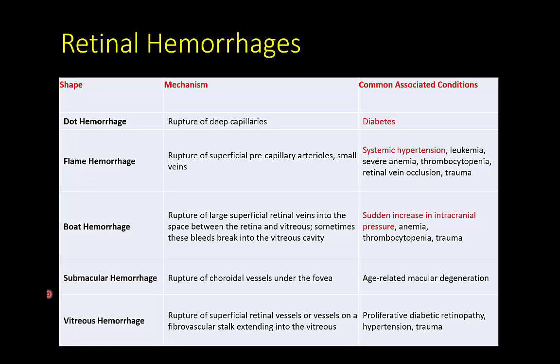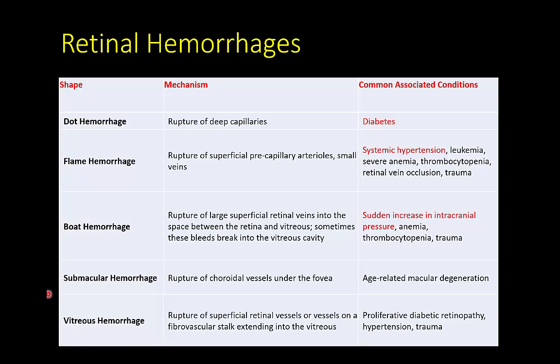Then there's the flame hemorrhage. This is rupture of superficial precapillary arterioles, or small veins. It can occur in many situations, but most classically in systemic hypertension. Then there are boat hemorrhages. These are ruptures of large superficial retinal veins that occur into the space between the retina and the vitreous. Sometimes these bleeds will actually break away and will break into the vitreous cavity itself.